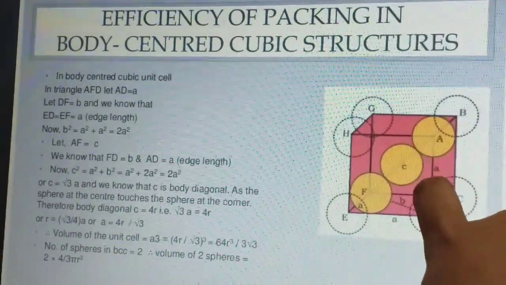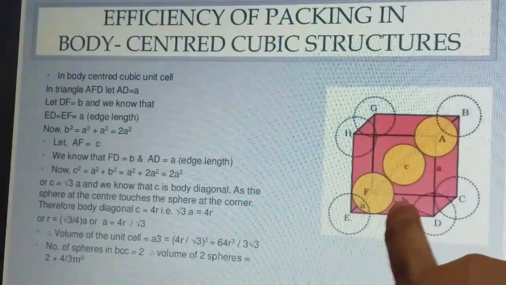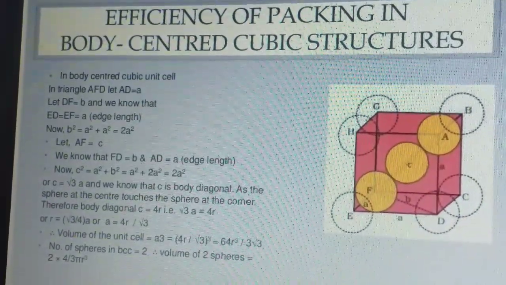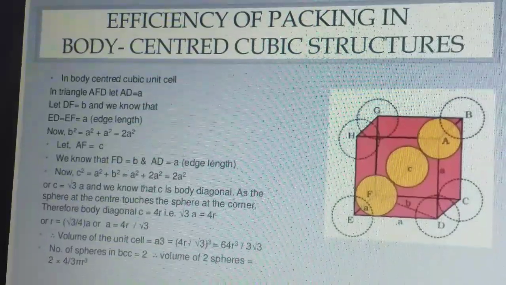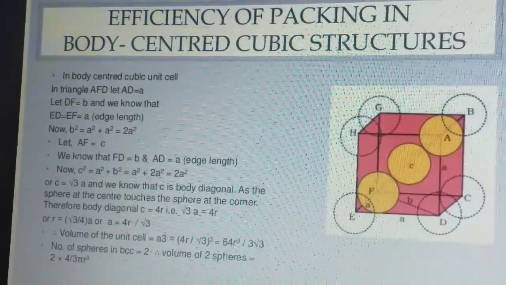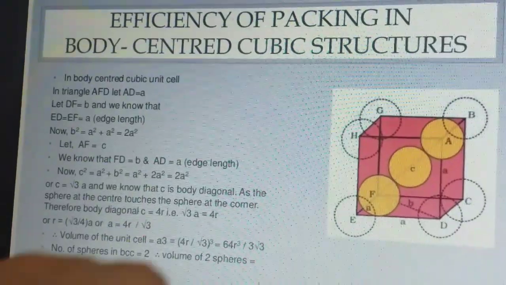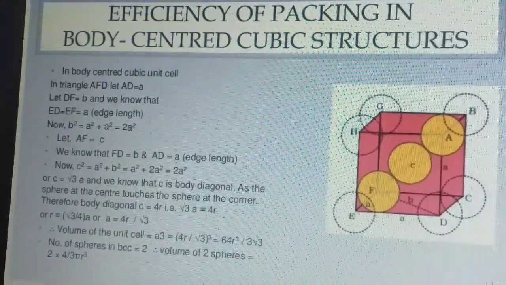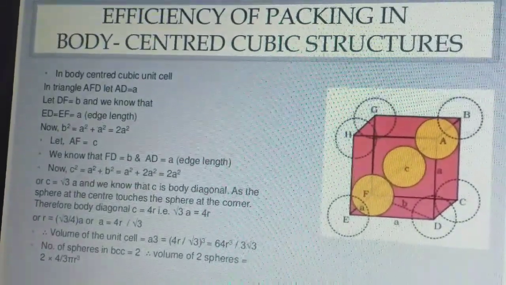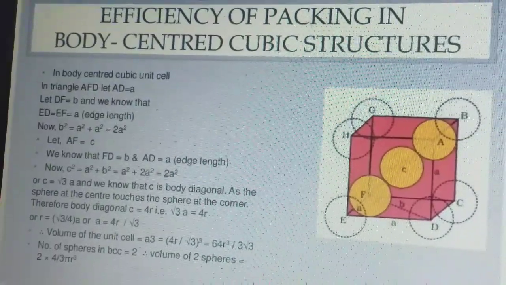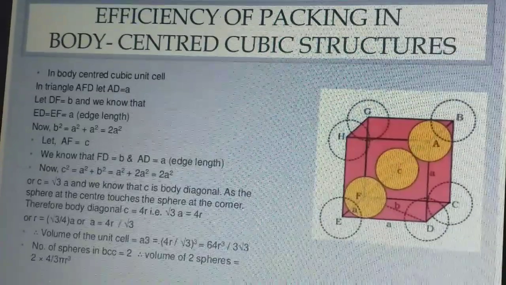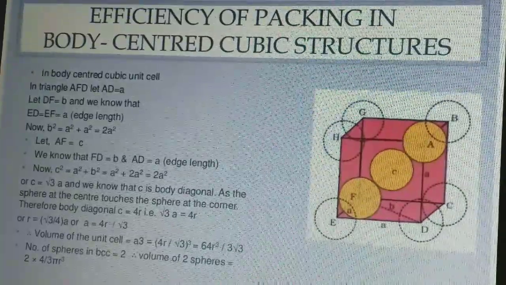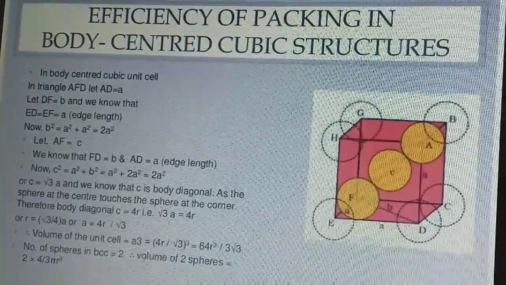Now they have taken the triangle AFD. In that, B square is nothing but 2A square, plus A square. So C square they are calculating. C square is equal to A square plus B square, that is equal to A square plus 2A square, or C is equal to root 3 A. And we know that C is the body diagonal. As the sphere at the center touches the sphere at the corner, the body diagonal C is equal to 4R, or root 3 A is equal to 4R. So finally A cube is equal to (4R divided by root 3) the whole cube.